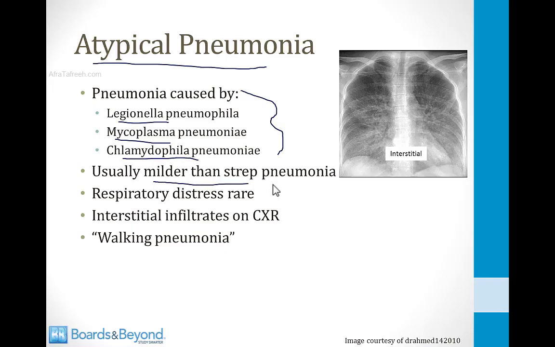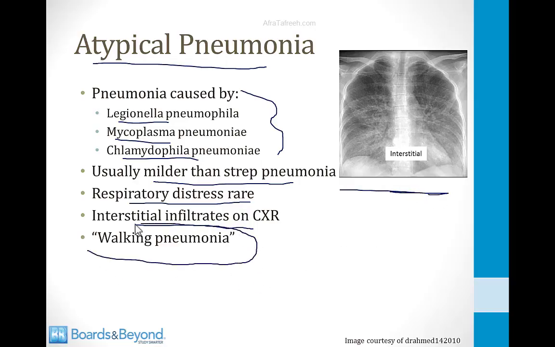As I said before, it's usually milder than strep. Respiratory distress is rare. You will see interstitial infiltrates on chest x-ray, and this is a picture of it here again. And sometimes people call these a walking pneumonia, and by walking pneumonia, they mean that the patient is not sick enough to be bedridden or hospitalized and they can walk around with the pneumonia.